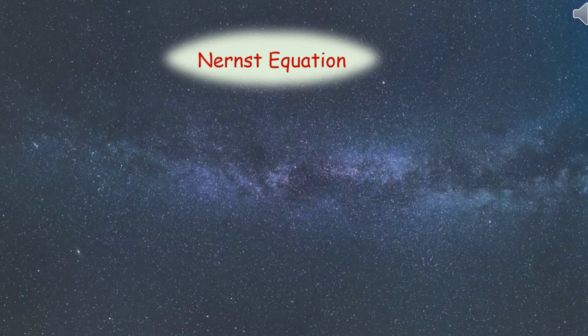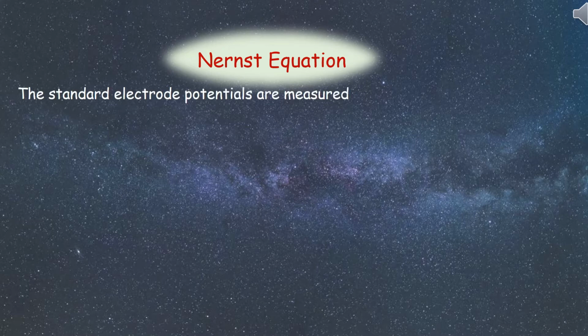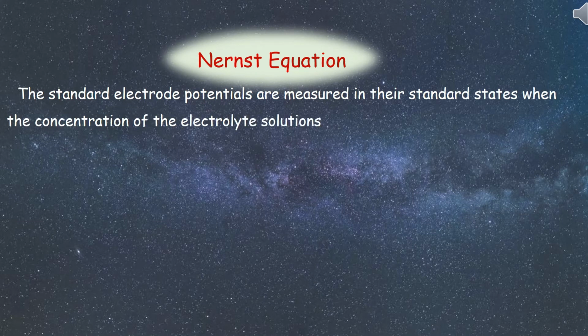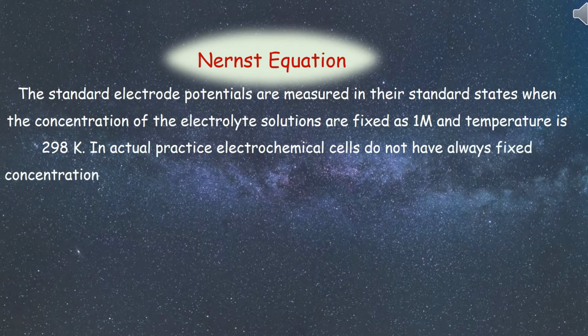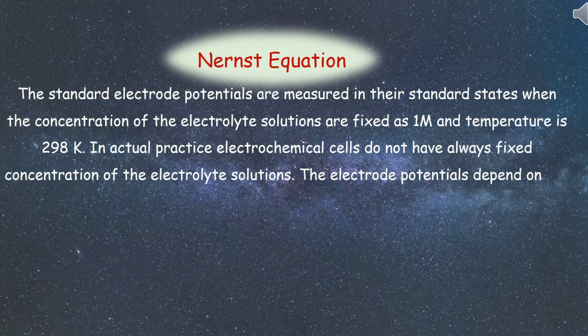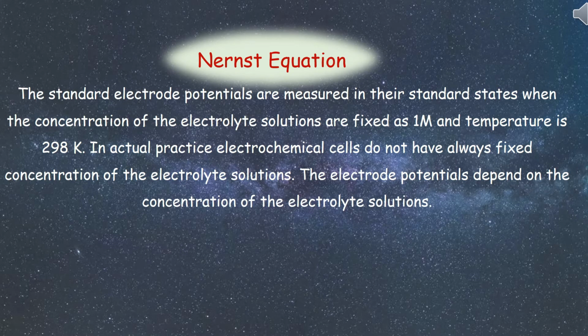Now let us understand the Nernst equation. What is the need for the Nernst equation? We know that standard electrode potentials are measured in standard states, that is, when the concentration of the electrolyte is 1 molar and the temperature is 298 Kelvin. In actual practice, electrochemical cells do not always have the fixed concentration. So the electrode potential depends upon the concentration of the electrolyte solution.